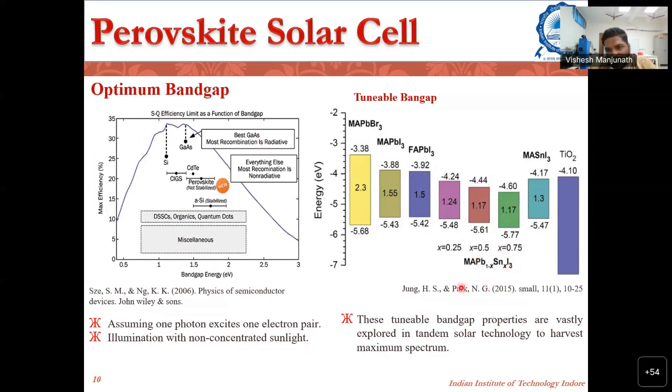So people have tried tuning the band gap of perovskites, and this technique people broadly classify as band gap engineering, and choose the particular exact band gap where you can move towards the maximum efficiency of the Shockley-Queisser limit.